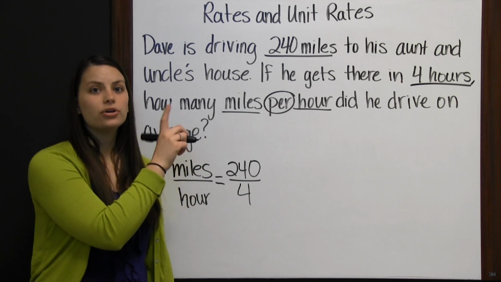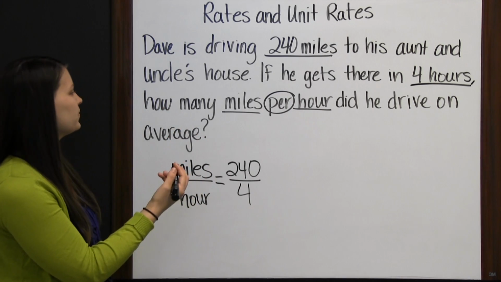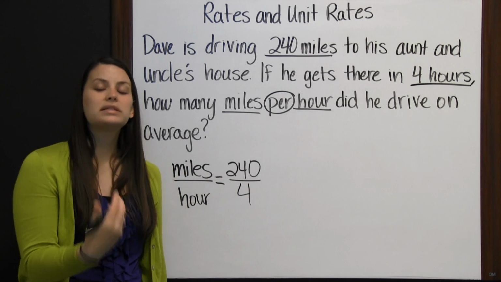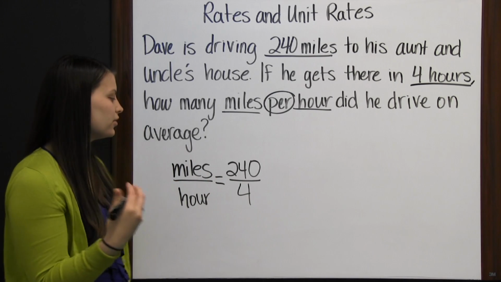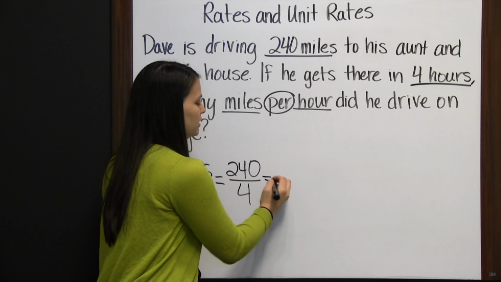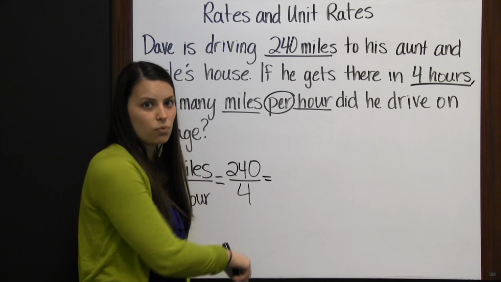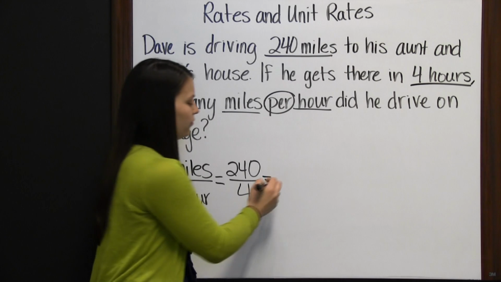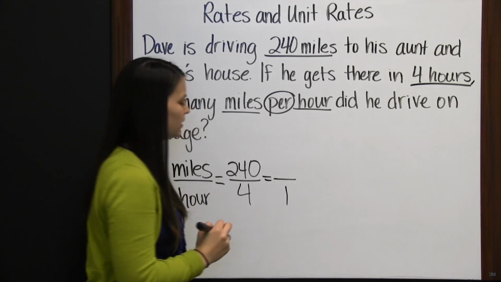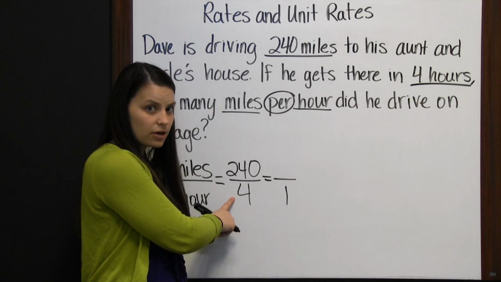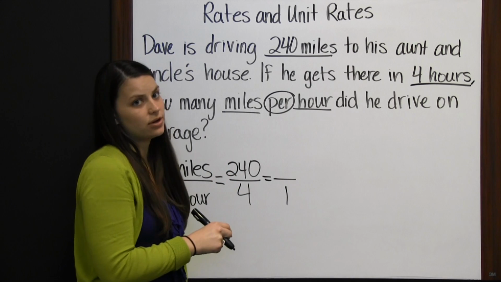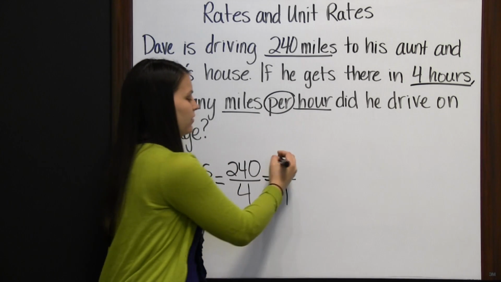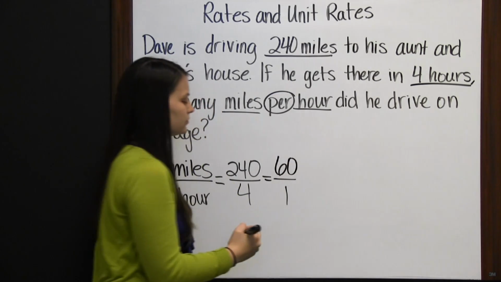But to determine our unit rate or to figure out his average, we would need to divide or simplify our rate to find our unit rate. So if we want to have a denominator of 1, then we're going to have to divide 4 by 4 to get our 1. And if we divide our denominator by 4, then we must also divide our numerator by 4. 240 divided by 4 is 60.